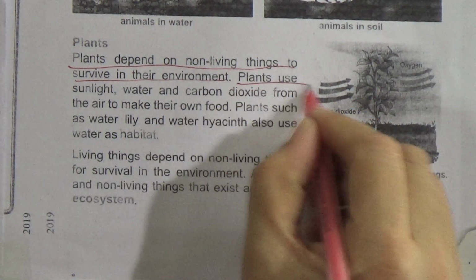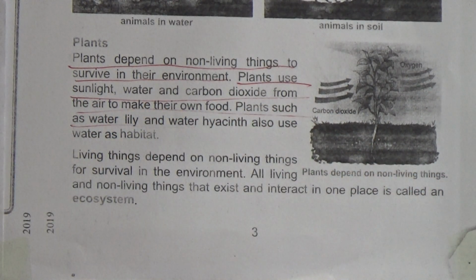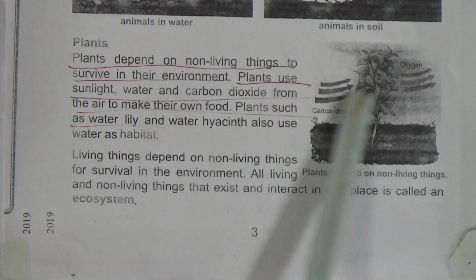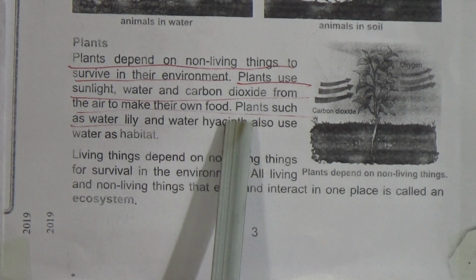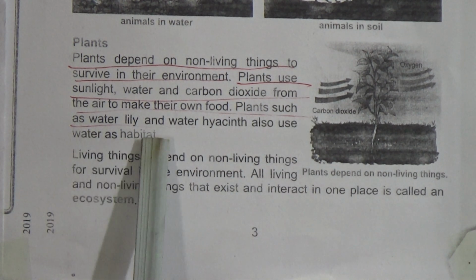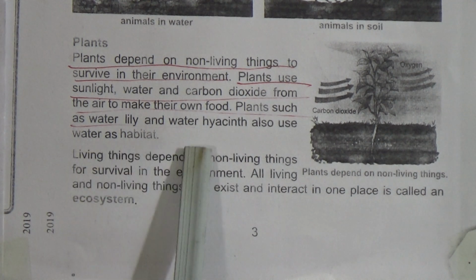My dear students, underline also this line. This is important for question answer and fill in the blanks. Plants use sunlight, water and carbon dioxide from the air to make their own food. Plants such as water lily and water hyacinth also use water as habitat.